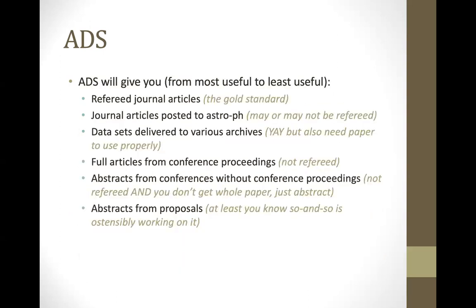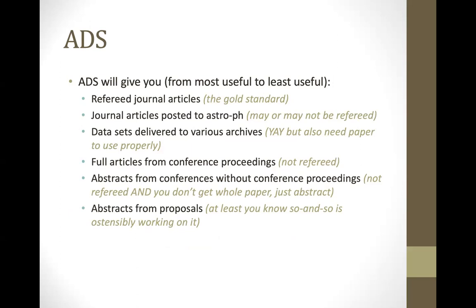ADS is going to give you a wide variety of results. And here's the list of what it will give you, in my opinion, from most useful to least useful. Refereed journal articles are, of course, the gold standard. Journal articles posted to AstroPH may or may not be refereed. Then data sets delivered to various archives. That's also super useful, but you're going to need to use the paper that goes with them in order to understand how to use those data and what they mean. You can get the full articles from conference proceedings, which are typically not refereed. Sometimes they are, but typically not.